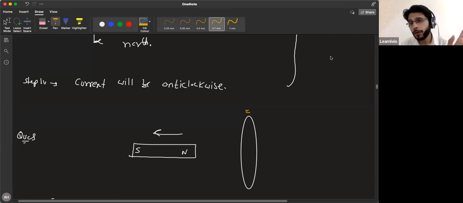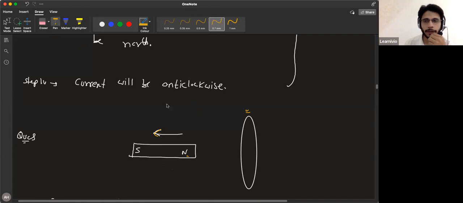Repel, it's going away. The coil will try to oppose its cause. The cause is this motion. If this becomes north, then it will repel it. It's not opposition. It's support. If this coil repels this magnet, that means the coil is supporting the motion of the magnet. But will the coil support or oppose? Oppose.